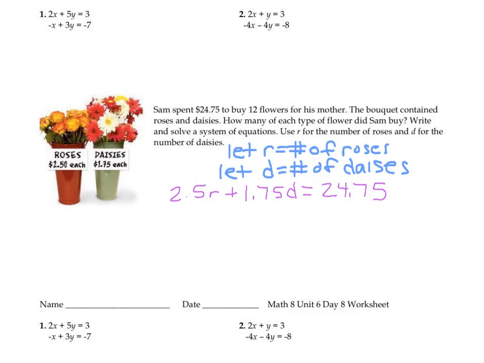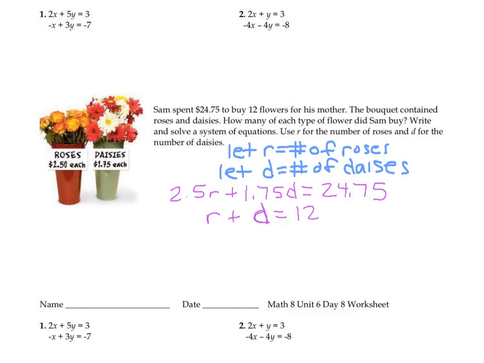So now we need to write down our second linear equation. So we know that Sam bought 12 flowers, but we don't know how many of each type. But we know what she bought, roses and daisies. So we can just do R plus D equals 12. Because then we have the number of roses plus the number of daisies equals 12 altogether.